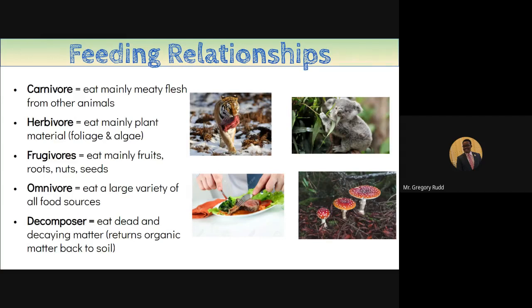And then decomposers eat dead and decaying matter. And they're such an important part of an ecosystem because they return their organic matter back to the soil. They return the nutrients to the soil. So these might be fungi, these might be specific insects or specific bacteria, but in breaking down the dead and decaying matter, they return it to the soil. We often see decomposers pop up on fallen trees that have died. You might see them in bunches of leaves that are decaying and becoming a part of the soil again.